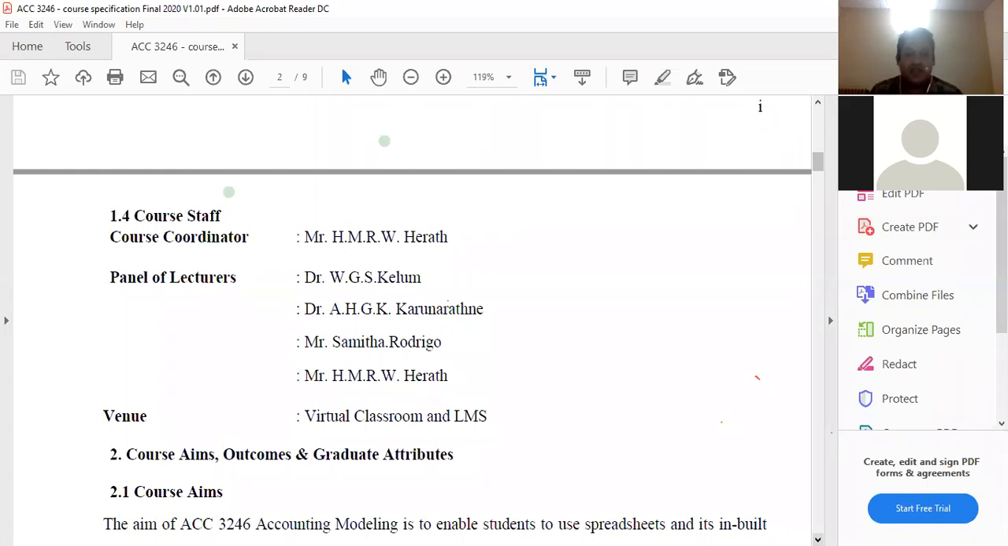Especially, if I'm not mistaken, that was Lotus 123, which was the earlier spreadsheet package, the popular one before Microsoft Office Excel came. Even at that time, he was involved in teaching accounting modeling. So we are privileged to have him in our course.